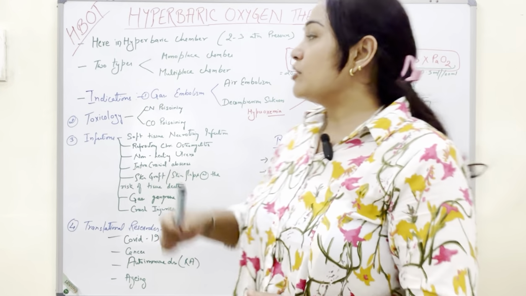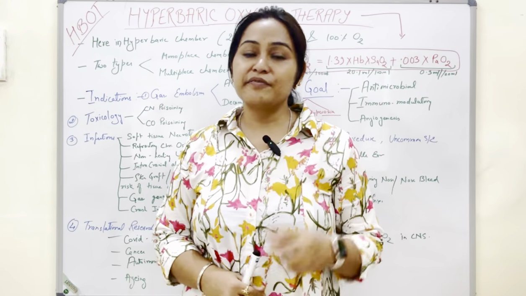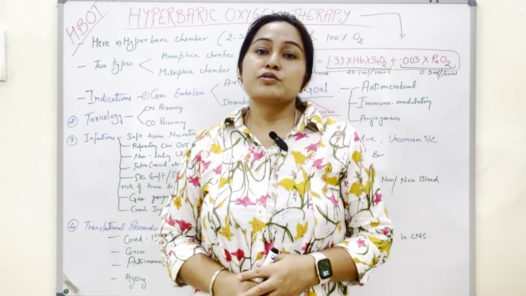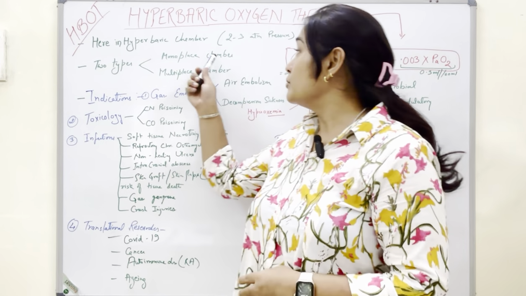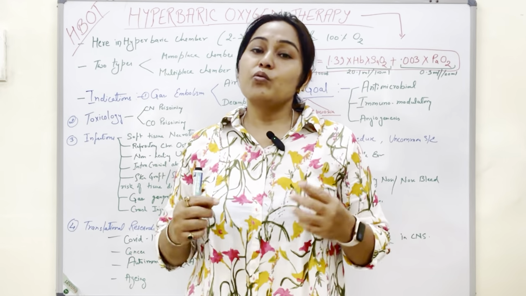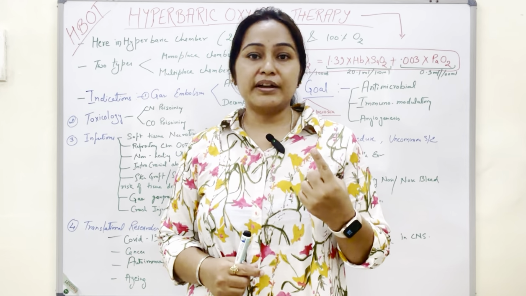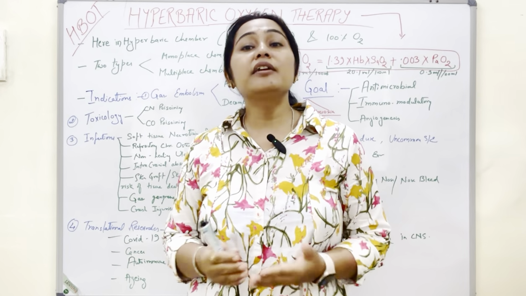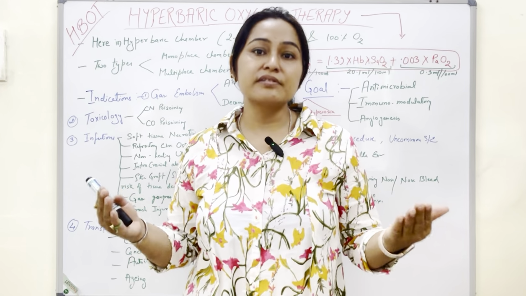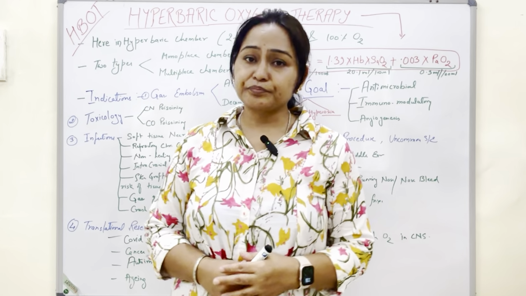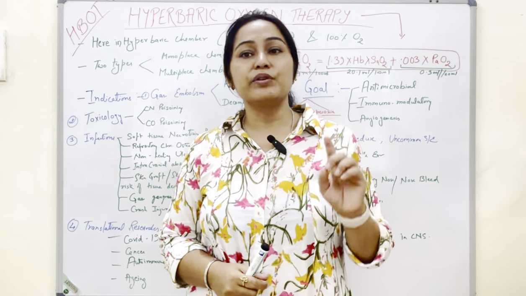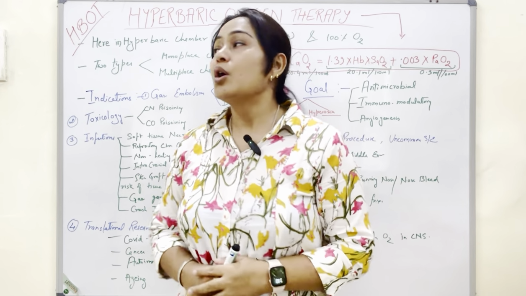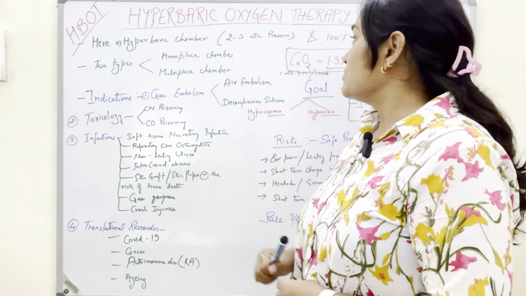Okay, so hyperbaric oxygen therapy is of two types. First is monoplace and second is multiplace chambers, right? Hyperbaric therapy given in monoplace chambers is where only one patient is placed in the chamber at one time, while in multiplace chambers we can accommodate more than one patient in a single setting. In both chambers we provide 2 to 3 atmospheric pressure and 100% oxygen to breathe. So this is called hyperbaric oxygen therapy.